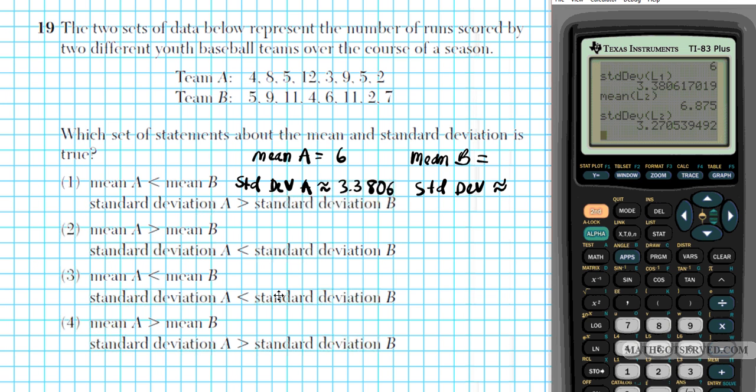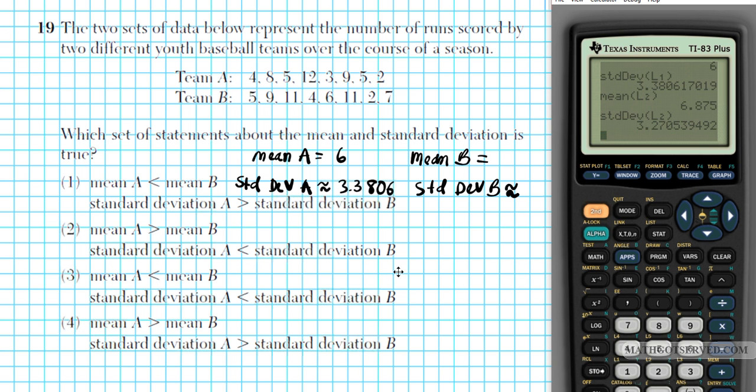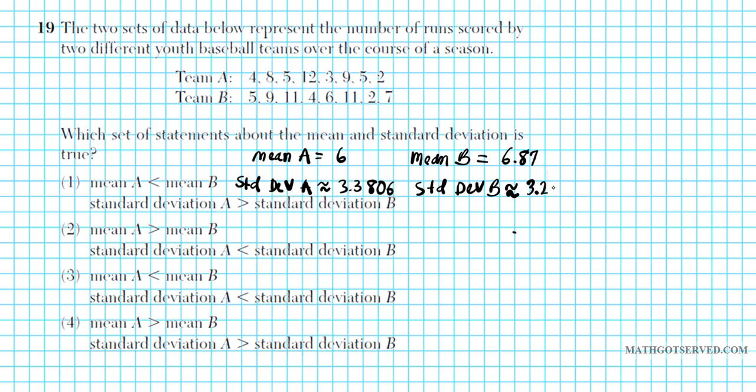Let's go ahead and write these results down. So this is for B. It's approximately, let's see, here's my calculator. So the mean of B is 6.875, and then the standard deviation is 3.27. Okay, now let's compare them.